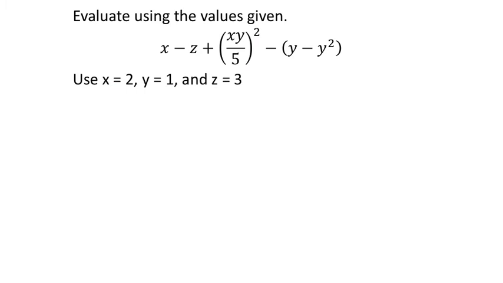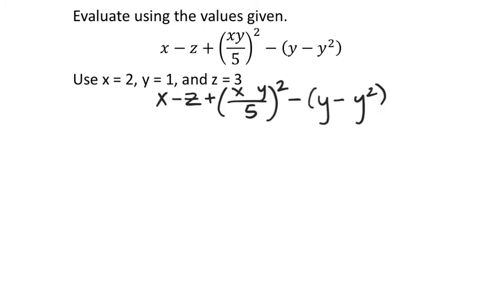All right, here's this one. And now we have 3 letters to replace still. Hopefully that's not a problem. Let's go and rewrite this. All right, there's our full expression.